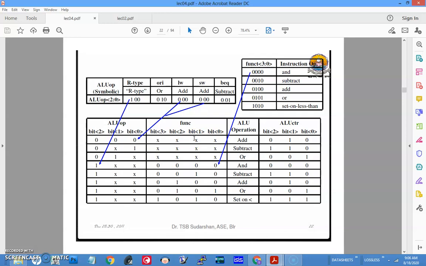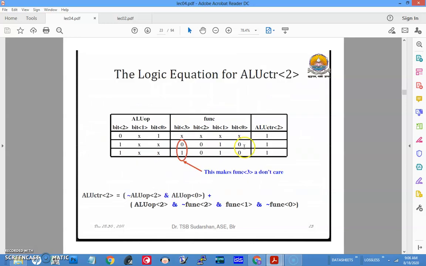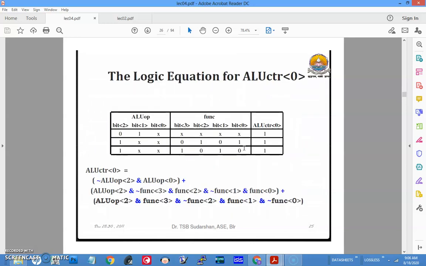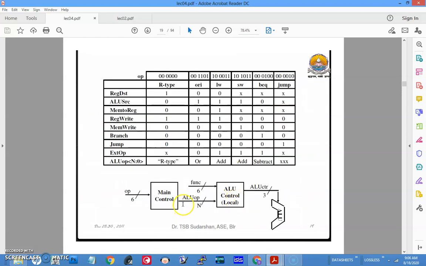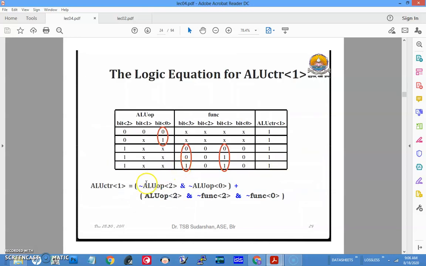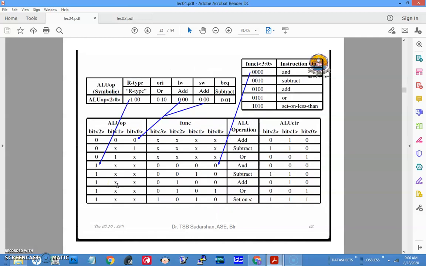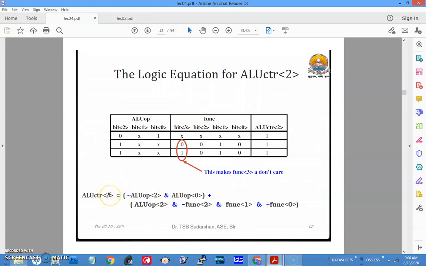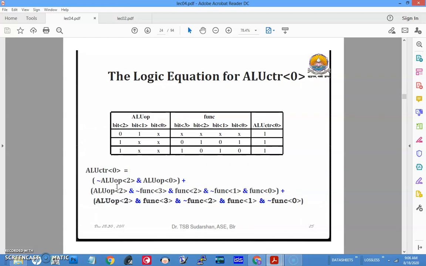The takeaway message is that the ALU op and the function code are together used to generate the ALU control lines. The ALU op value you get from the main control unit by decoding the instruction, and this is the function code. From there you generate the ALU control. This is not that important, I just explained it, that's all. You can write the expression for each bit. We know that there are 3 bits for ALU control: ALU control 2, ALU control 1, and ALU control 0.